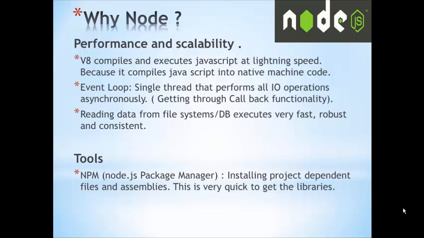The second thing is event looping, a single thread that performs all IO operations asynchronously. Mainly it deals with asynchronous operations with a single thread, so it doesn't spawn multiple threads to achieve multiple operations, and doesn't do a wait and watch kind of operation. Reading data from the file system and DB executes very fast, robust and consistent.